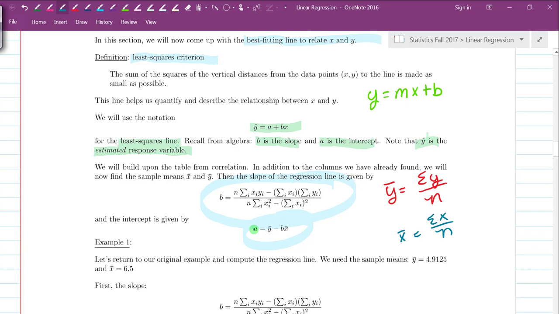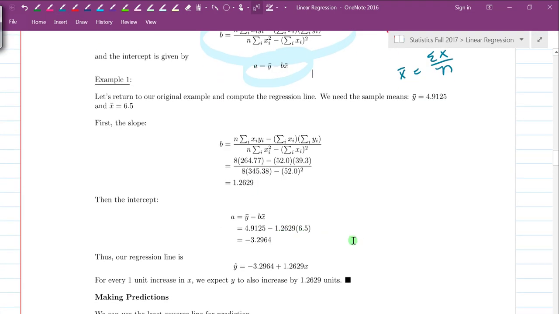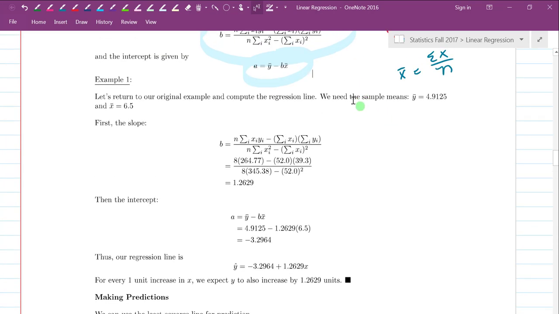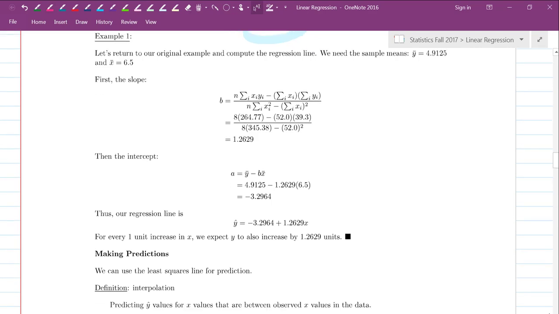Okay, so let's do an example of this. Returning to our original example, compute the regression line. We need the sample means. Y bar is equal to 4.912, and x bar is 6.5.